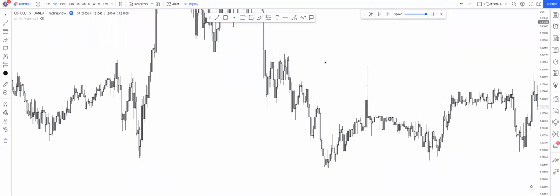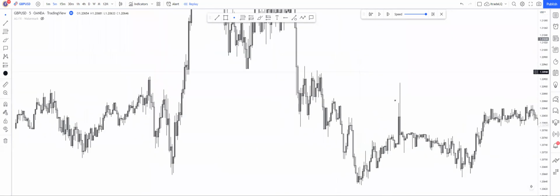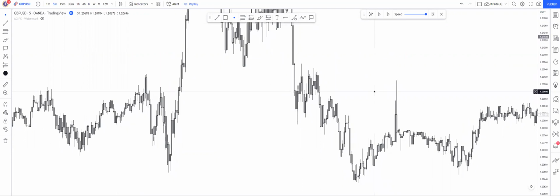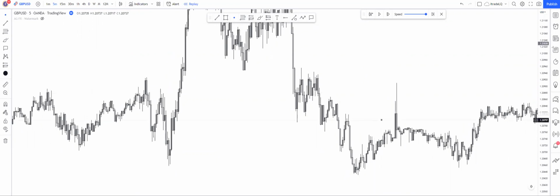All right. Price needs a reason to make a move, and there's always going to be a reason. It can't just make a move because it needs fuel, it needs liquidity, because the market is pretty much driven by liquidity. It needs liquidity to make its move.